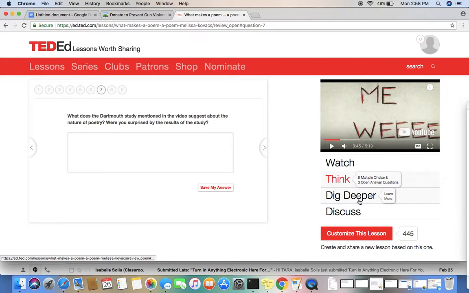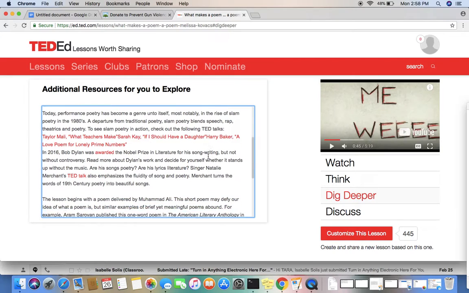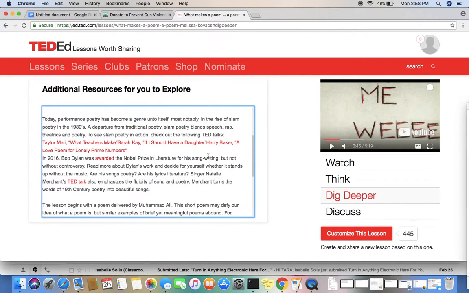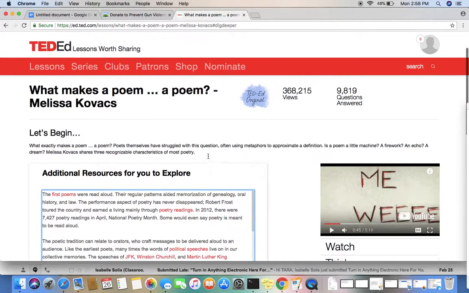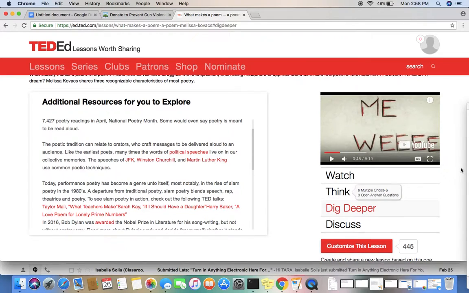The next element that you can use is the dig deeper. This allows for extra resources to be given. This is giving us a synopsis of what this lesson was about. And so it kind of reaches multiple types of students.